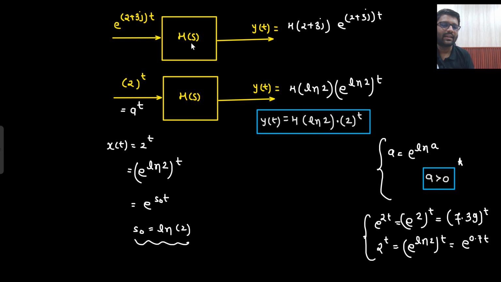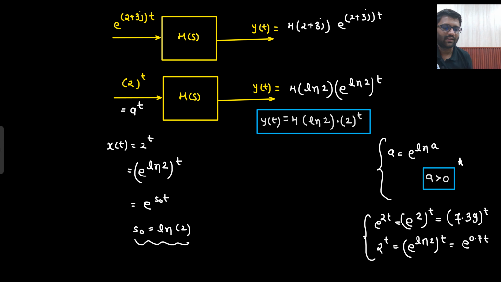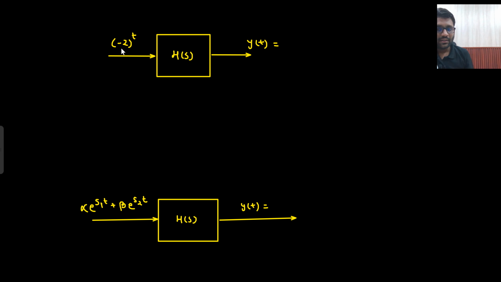So all these are eigenfunctions, and their eigenvalues are H(ln 2), H(2+3j), and in this manner, right? Let's see this one. Minus 2 to the power t. So here what I will write down? e to the power ln(minus 2) t. This thing is not even defined. Basically, ln(minus 2) doesn't even exist.